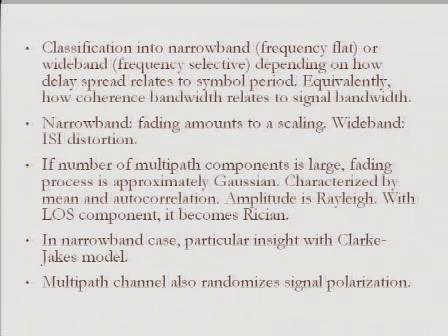Whenever the number of multipath components is large, the fading processes become approximately Gaussian, and so we can characterize them using the mean and the autocorrelation, and we studied these quantities. The amplitude is Rayleigh whenever the components are Gaussian. And if there's a line-of-sight component, then the Rayleigh becomes a Ricean. And sometimes we can have the Nakagami distribution that supersedes all these. For the narrowband case, we found particularly insightful expressions using the Clarke-Jakes uniform scattering model. And we saw that the multipath channel also randomizes the signal polarization.